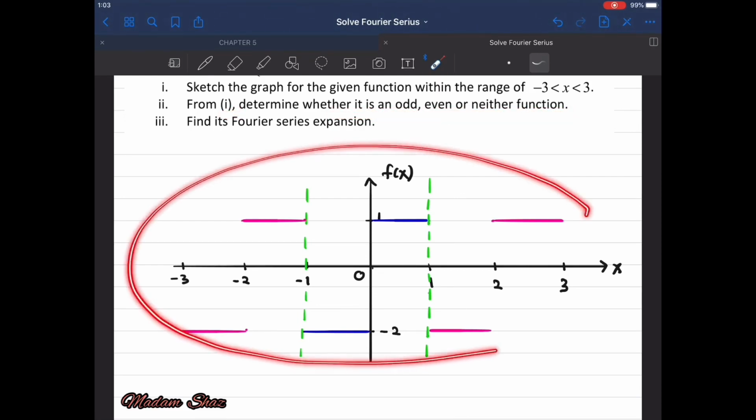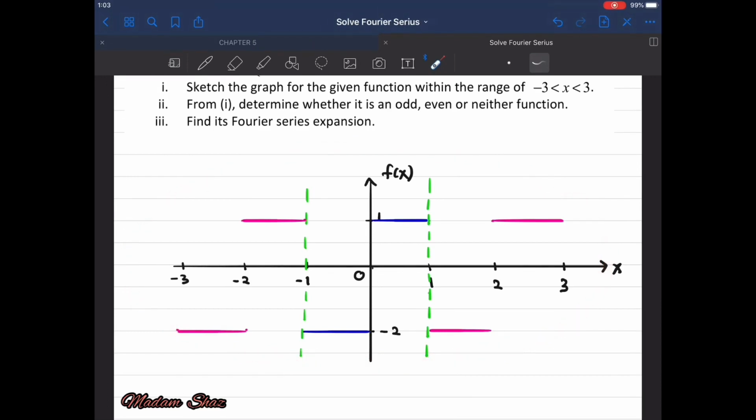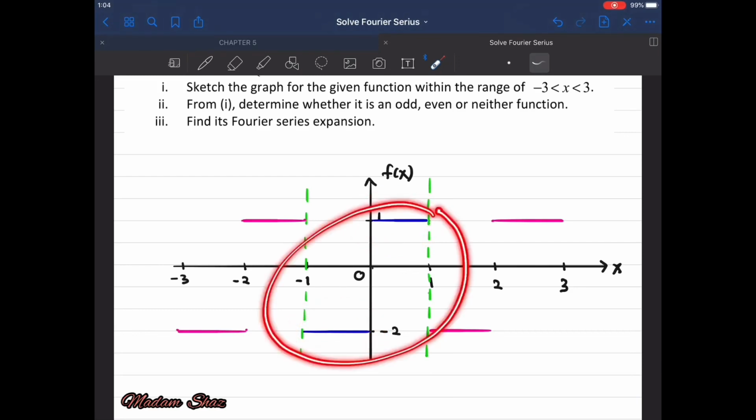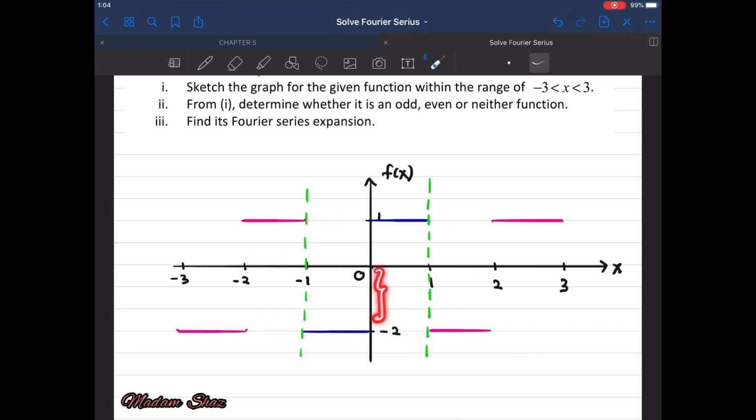For question 2 Roman, from 1, determine whether it is an odd, even or neither function. So from the graph that you have sketched here, you have to determine the type of the graph. From the original graph here, you have one graph at the bottom side and one graph at the upper side. So this one is not an odd function. Why is this not an odd function? Because the range here is 2 and the range at the upper side is 1. So that's why this is not symmetric at origin, because the range here is not the same. So this graph is neither function.